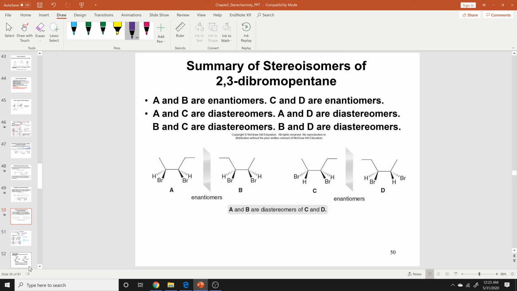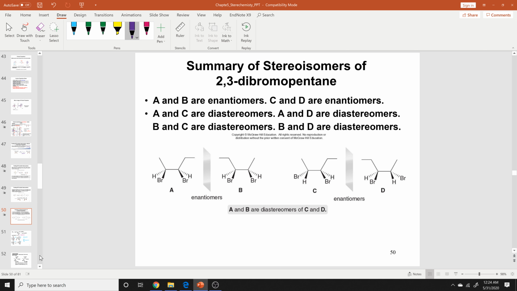So by doing this, I ended up having a pair of enantiomers, and then C and D another pair of enantiomers. So I'm ending up having two pairs of enantiomers. These are my four stereoisomers.